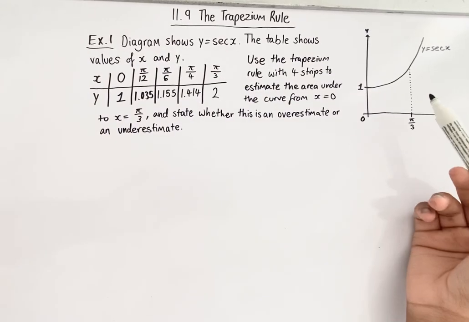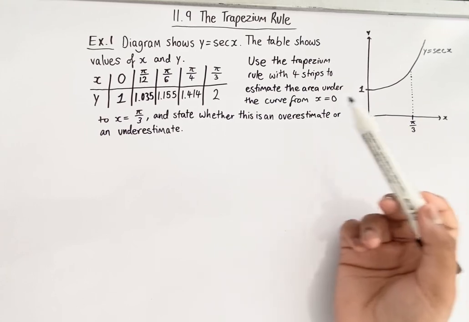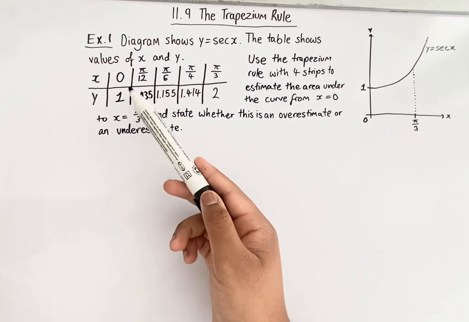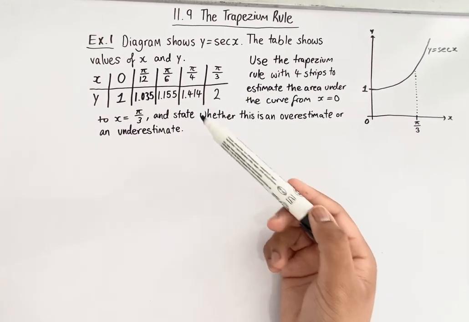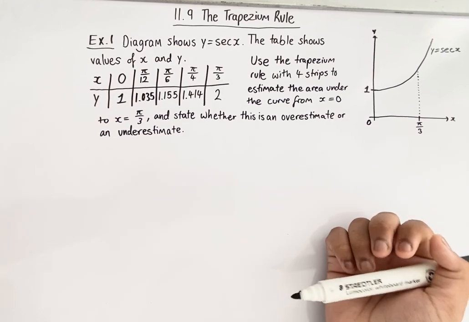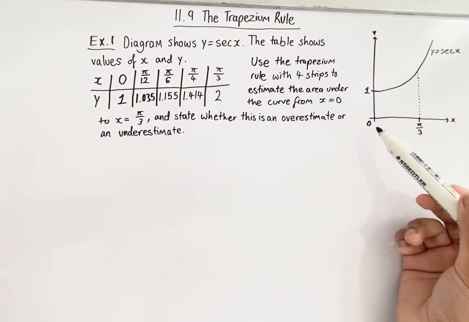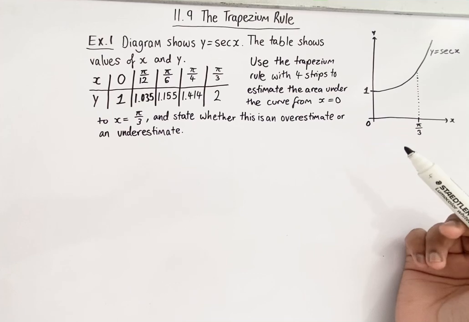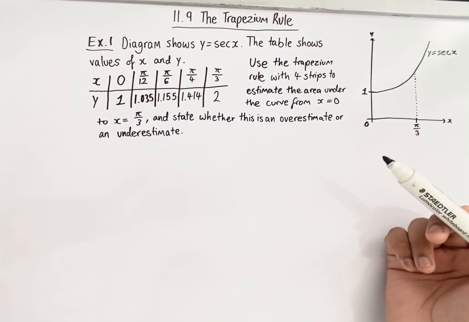The diagram shows the graph of y equals sec x. The table shows values of x and y from x is equal to 0 to x is equal to pi over 3. Use the trapezium rule with 4 strips to estimate the area under the curve from x equals 0 to x equals pi over 3 and state whether this is an overestimate or underestimate.